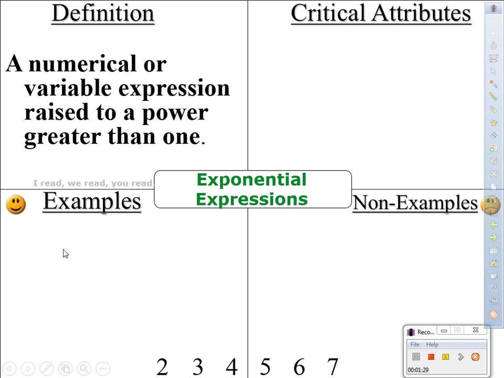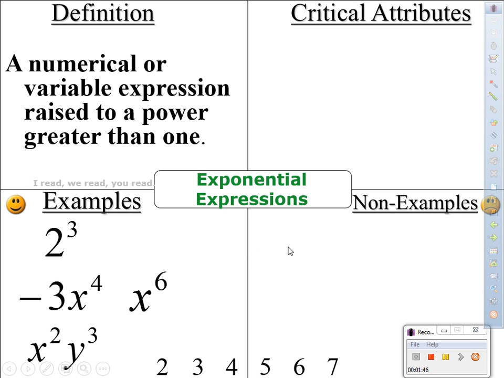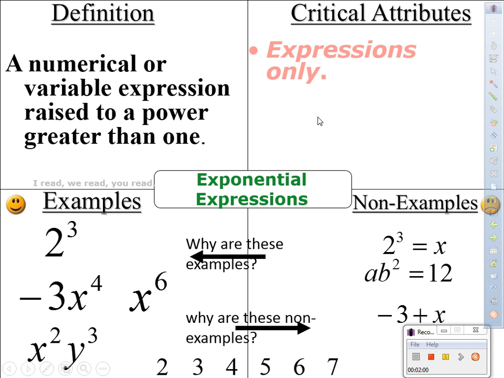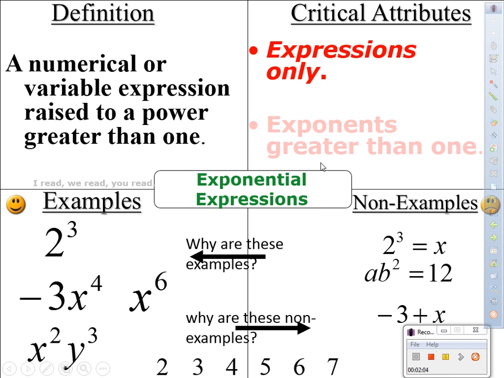Examples. You can write any example, right? So some of the examples, we got 2 to the 3rd, x to the 6th, negative 3x to the 4th, x squared y cubed. Non-examples, so I wrote a couple over here. But what was the most important thing to remember about exponential expressions? They are what? Expressions. So they are expressions. And what else? Exponents greater than 1. Okay?